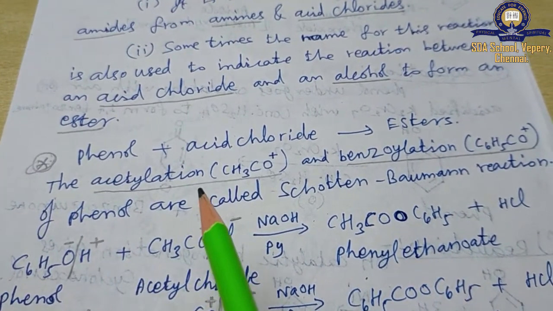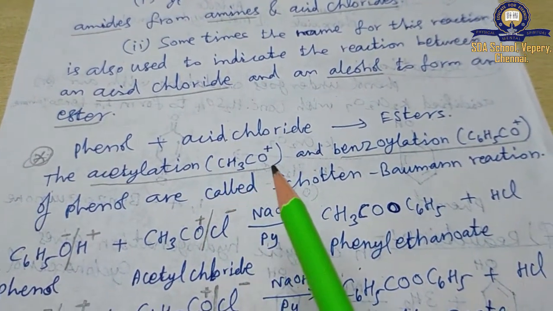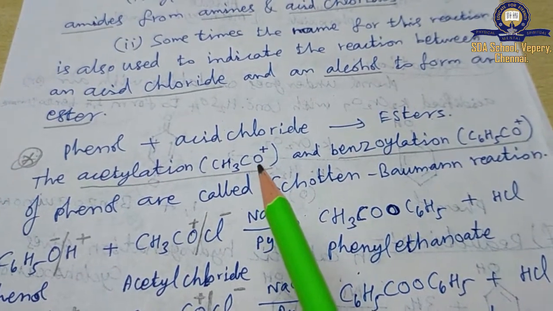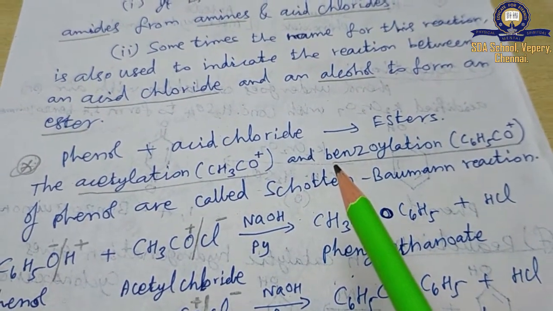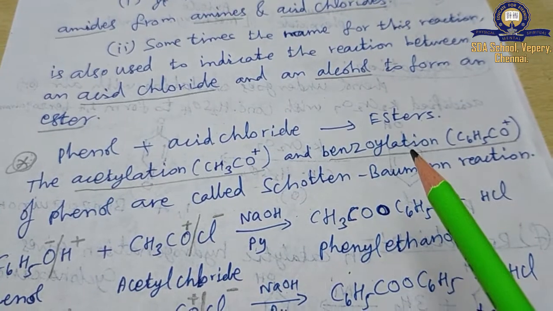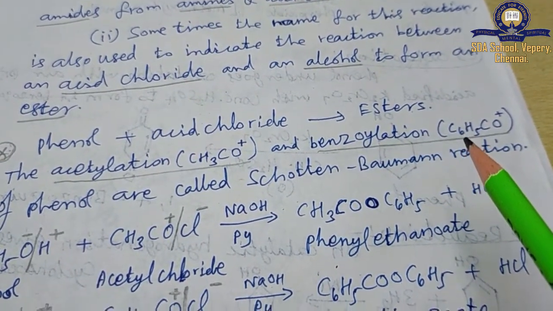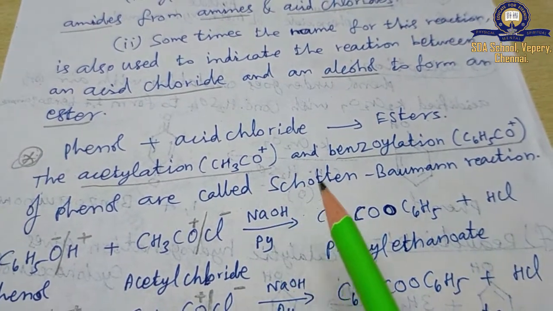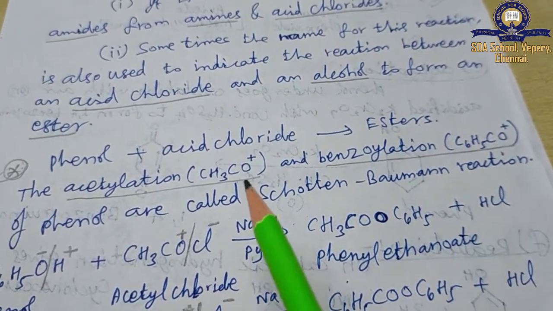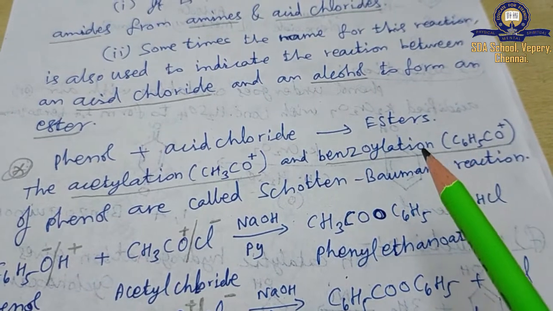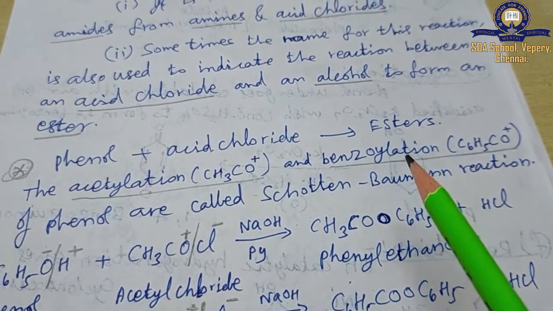The acetylation, that is the CH3CO+ group going to add on the phenol compound, or the benzoylation going to add on it, is referred to as the Schotten-Baumann reaction. So the acetylation and benzoylation add on that hydroxyl group.